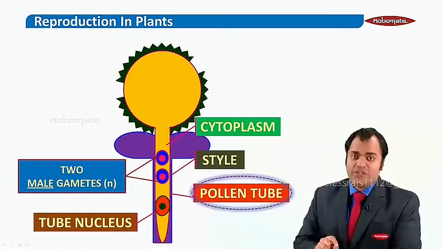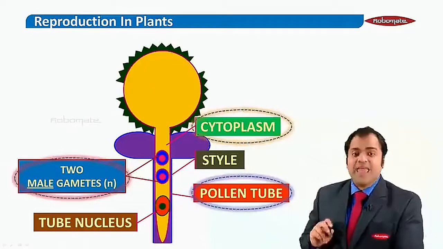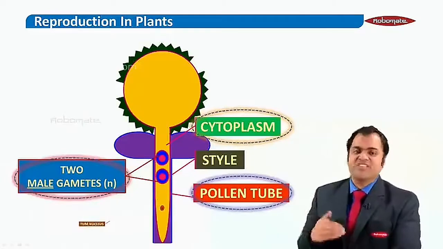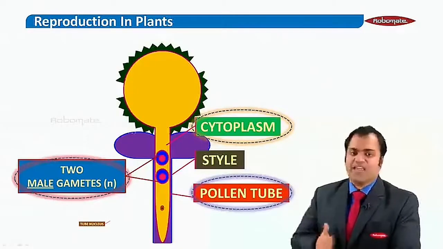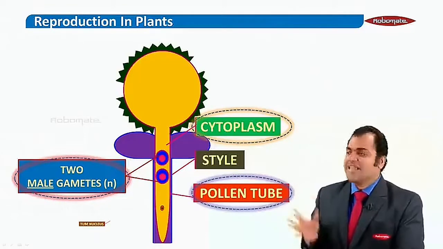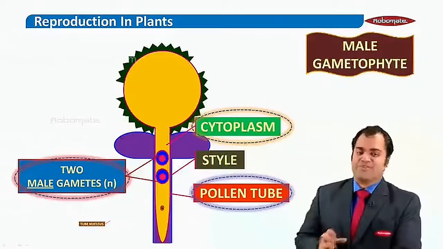In the pollen tube, there will be two male gametes, there will be cytoplasm, and there will also be this degenerating tube nucleus, which is sterile and not used at all in the process of fertilization. Is that okay? So this entire structure is called a mature male gametophyte.